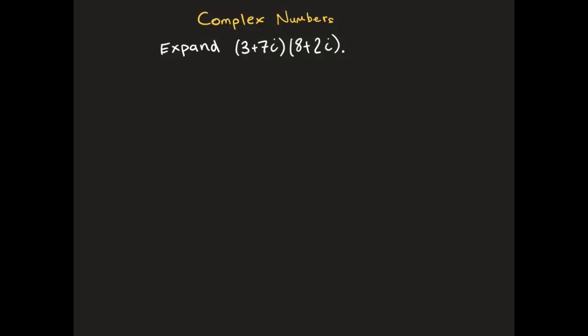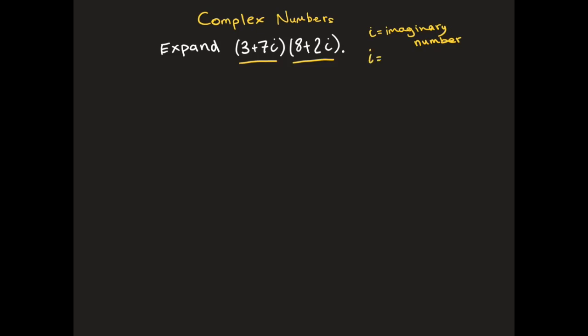Hello, in this video I will show you how to expand complex numbers. Complex numbers are summed up as just the use of i. As you can tell in this equation, we have 3 plus 7i times 8 plus 2i. And i stands for imaginary number. And basically, i, of course, has a value.